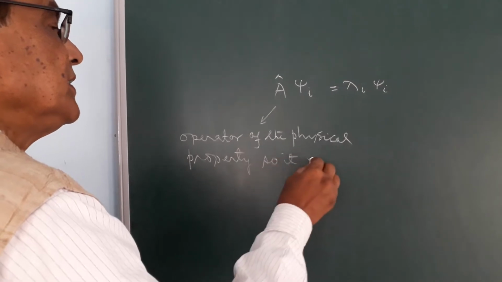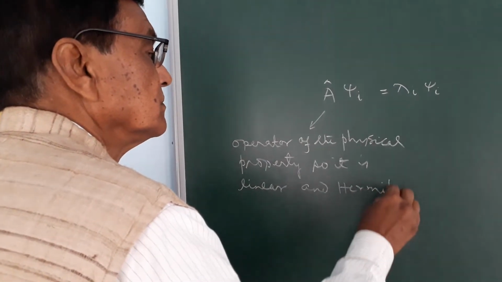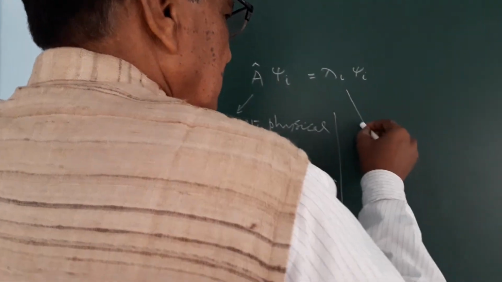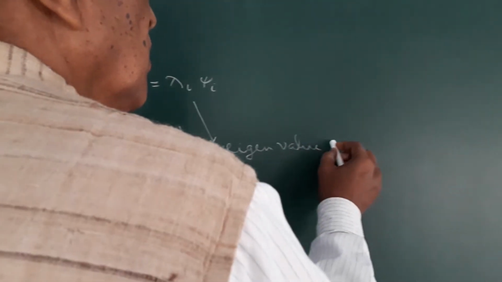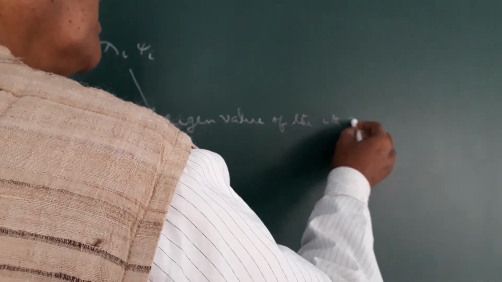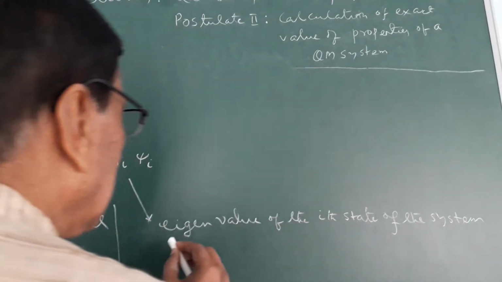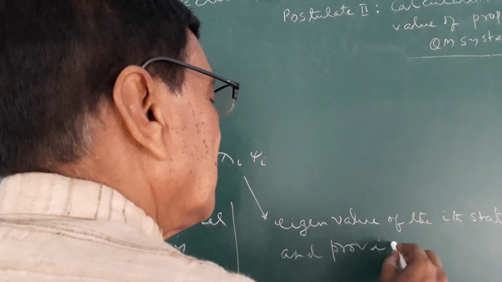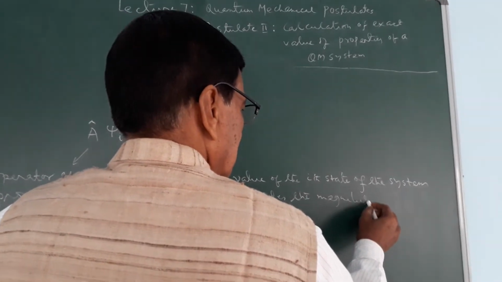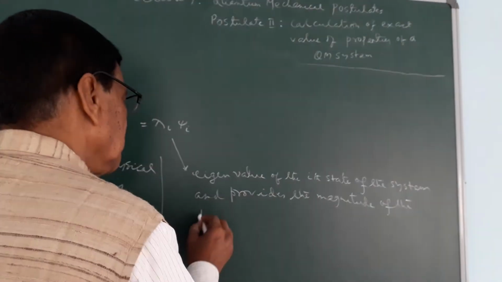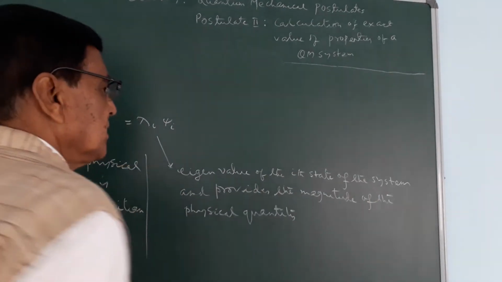So, it is linear and Hermitian. This lambda i, the eigenvalue of the ith state of the system, provides the magnitude of the physical quantity for the state of this system.